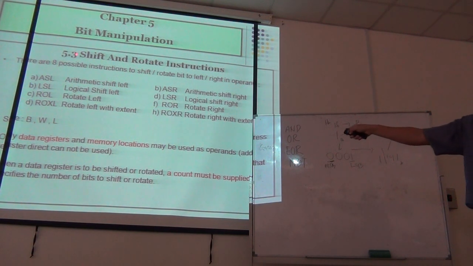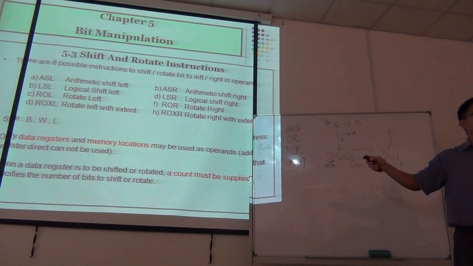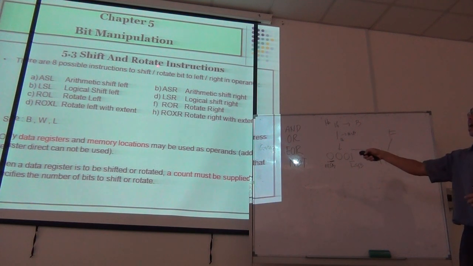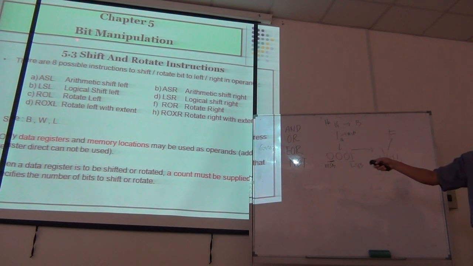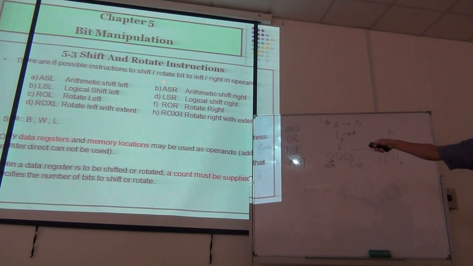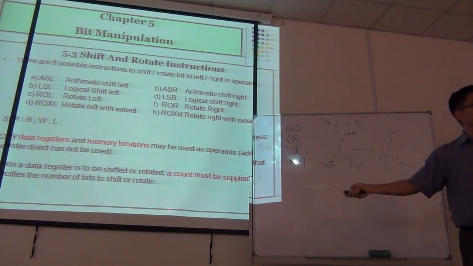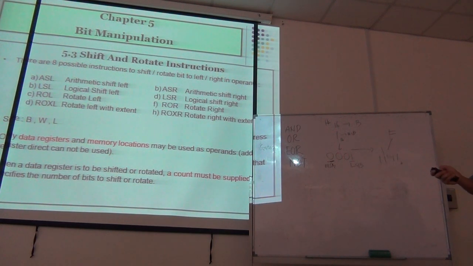Shift and rotate instructions. This is how you can rotate and shift the bits in your register. There are eight of them, eight commands: arithmetic shift left, rotate left, arithmetic shift right, rotate right, and the rest are another set with extend. It will involve the status register over here. So one by one. Now go for the first one.